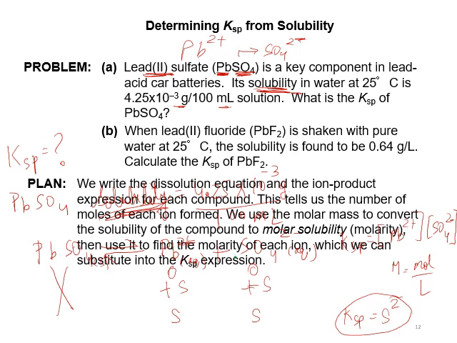So how can we solve for S? Let's convert these grams per ml into moles per liter. How can we go from grams to moles? The relationship between grams and moles is molar mass, right? What is the molar mass of lead sulfate? For this, you'll have to go and use your periodic table.